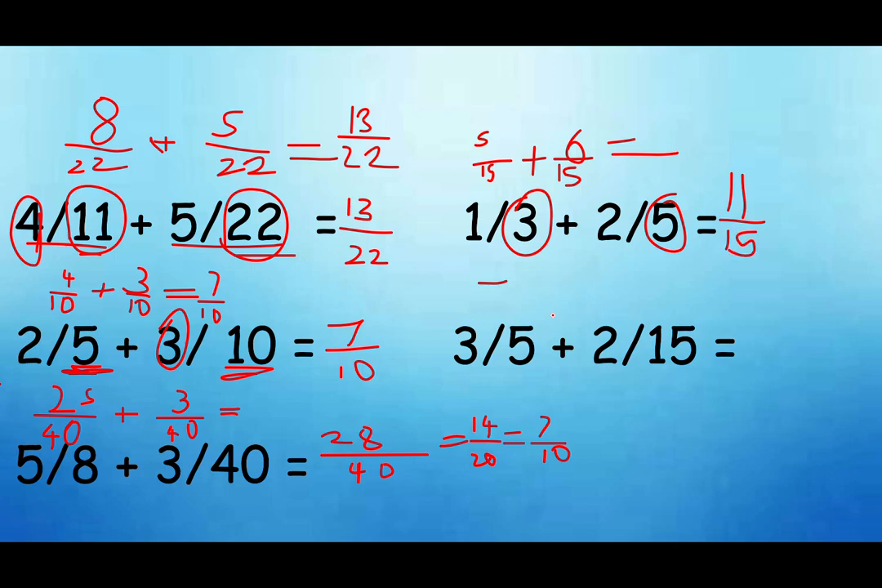Here we have 5 and 15ths. 5 can go into 15, so 15 is our common denominator. 3 times 3 is 9, since 5 times 3 is 15. Then add 2 15ths, which equals 11 15ths.